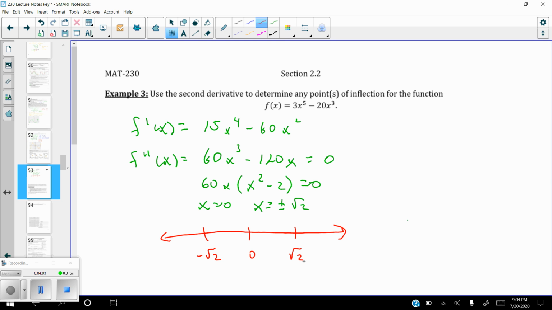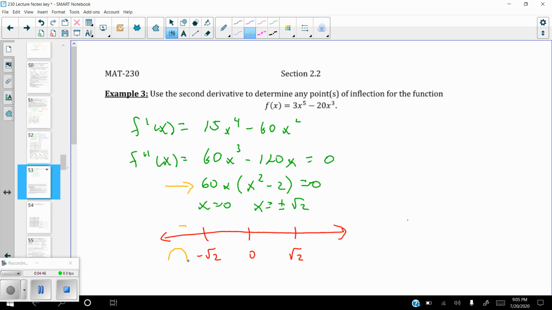Let's check the second derivative by plugging in specific points around the points that we were given here. So something which is less than the negative square root of 2. Well, square root of 2 is approximately 1.4, so something less than that is going to be like negative 2. Plugging a negative 2 into the 60x is going to give me a negative value. Plugging a negative 2 into the inside there, negative 2 squared is 4 minus 2 is positive. So I'm going to get a negative times a positive, which is negative, which means that this is concave down. So here I'm going to draw my little frowny face.